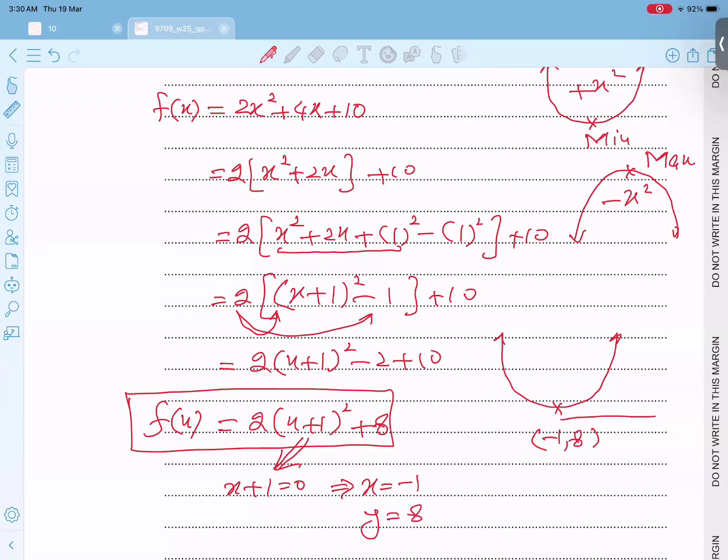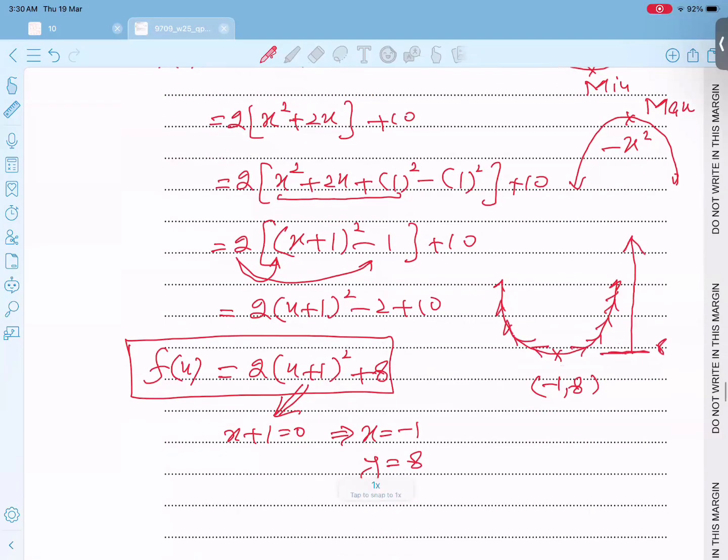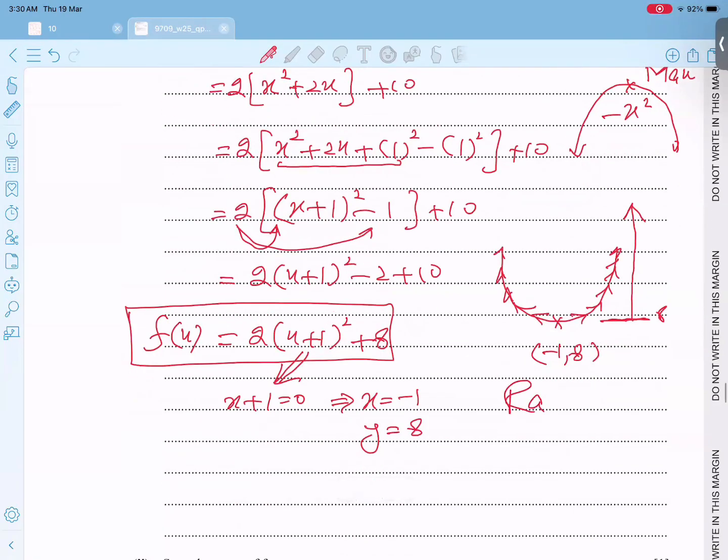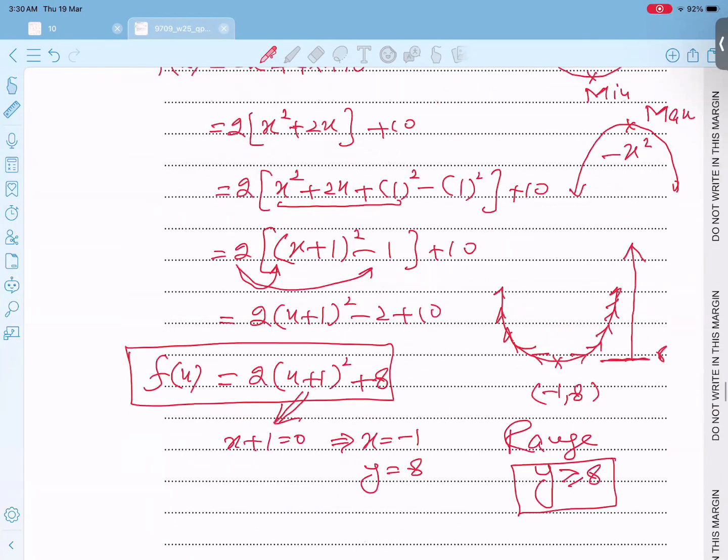If I go right side or left side, both options, the curve will start from here and move on and continue. Even if I go left side, this will go up. So can I say the values start from 8 and go up and up and up? Yes. So then what is the range? So range, I can tell easily, y is more than or equal to 8. So I hope the concept of this part is very clear.